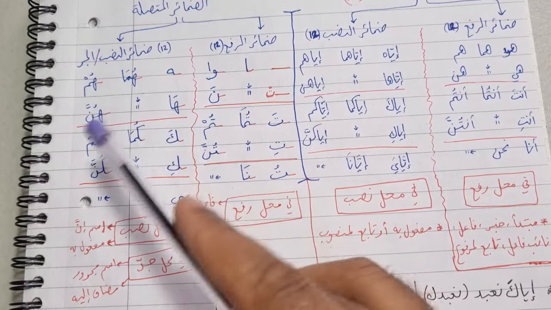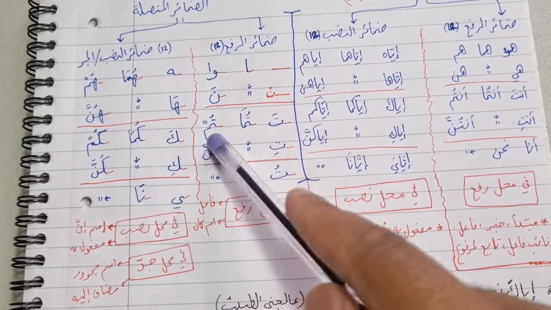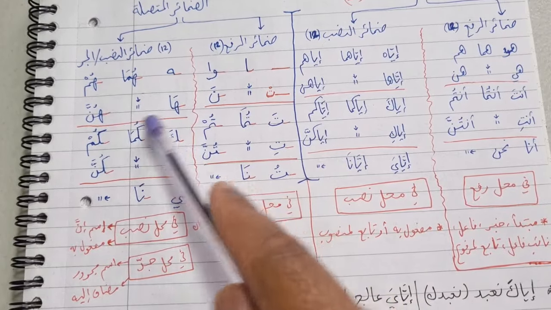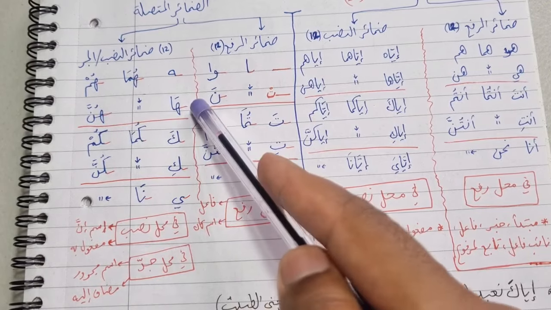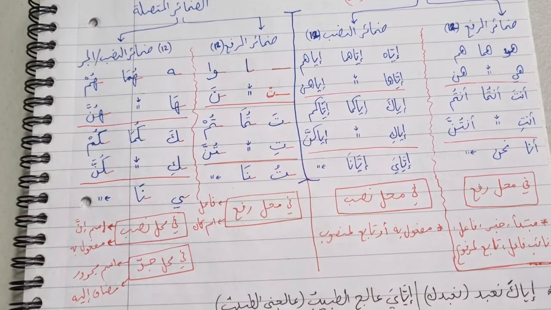Whereas these ones, they never come at the beginning of the sentence. It's not possible for these to come at the start of the sentence. It's always attached to something. So it will never come at the beginning of the sentence.